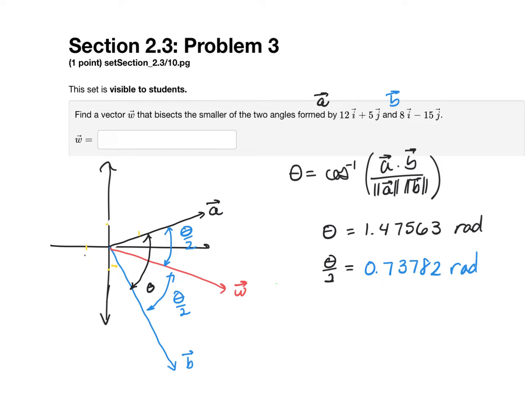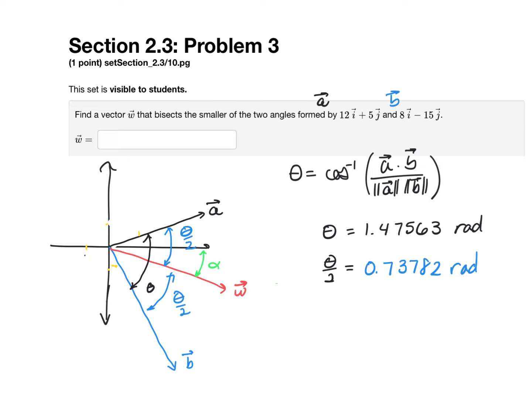Now, that's still not going to give me the angle that I need. The angle that I need is this angle right here. I need to know how far off the x-axis W is. I'm going to call this alpha. Alpha is the angle that I need, so I can figure out what that vector is.